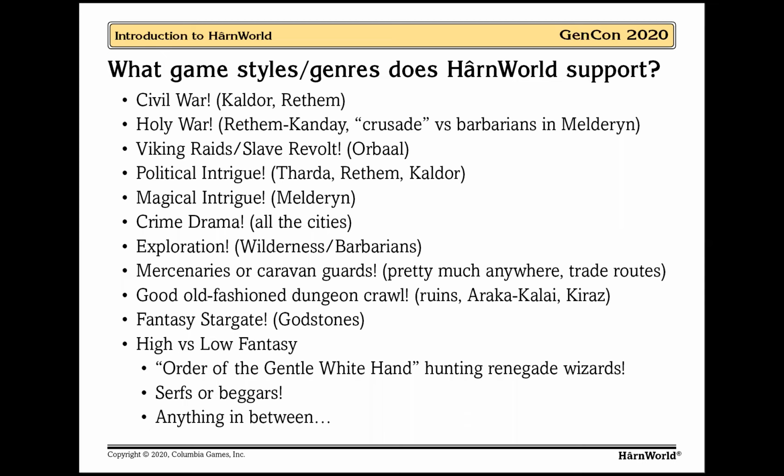The other sort of toggle that we have is, do you want to go high fantasy or do you want to go low fantasy?